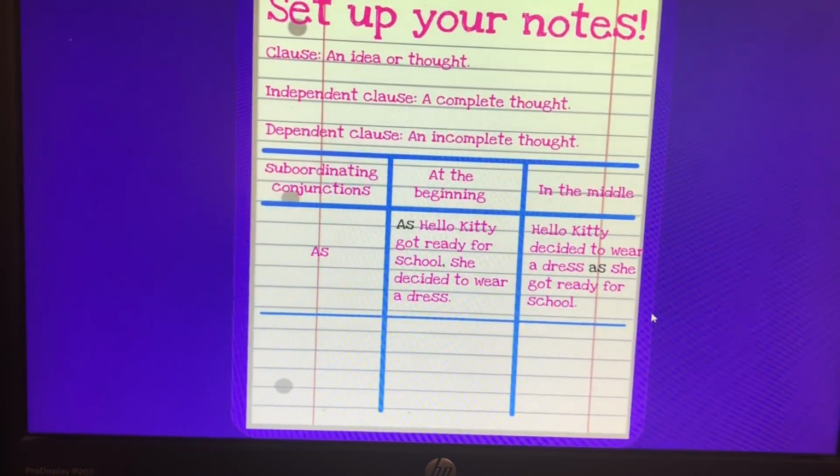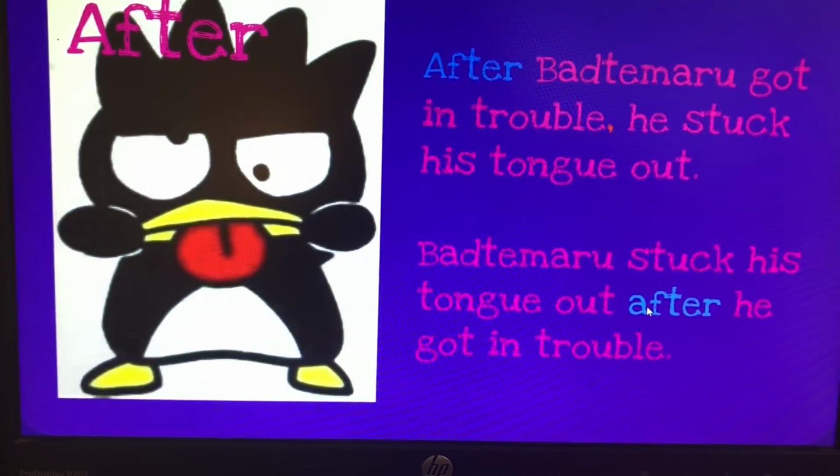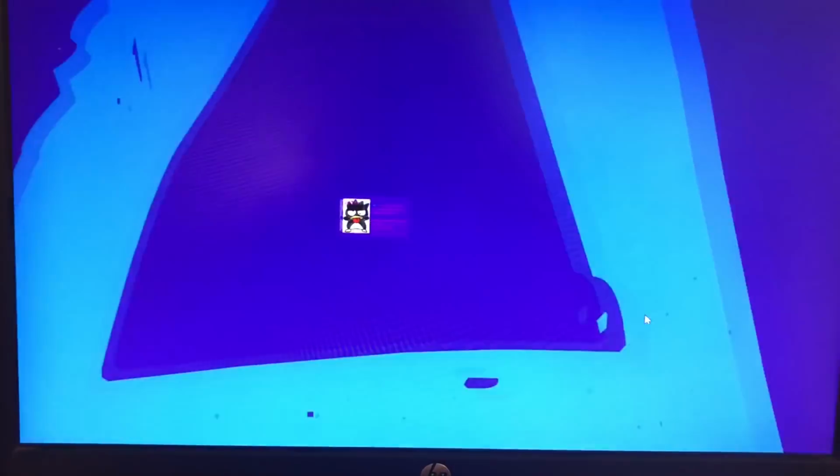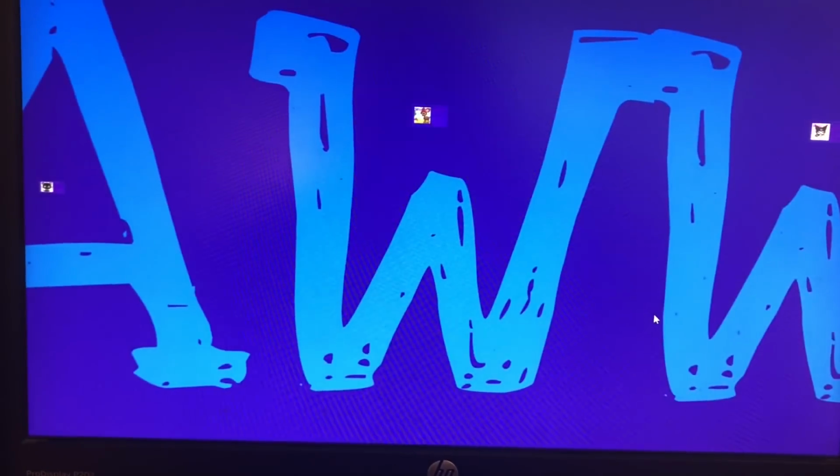And again, it goes back to the notes. Again, you can use that however you want. And here's the second A. The second A is for after. It gives you another example. And then the third A is for although. So you get the idea. So that's pretty much all I wanted to share with you.